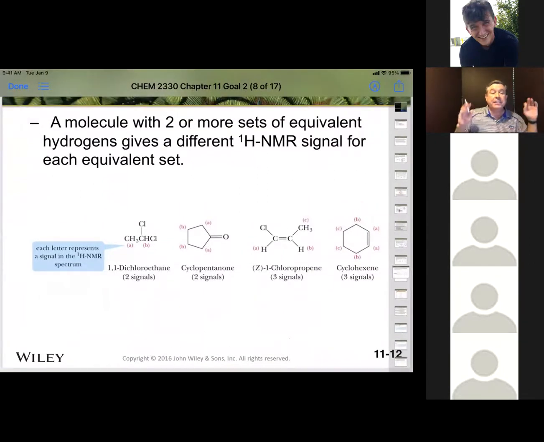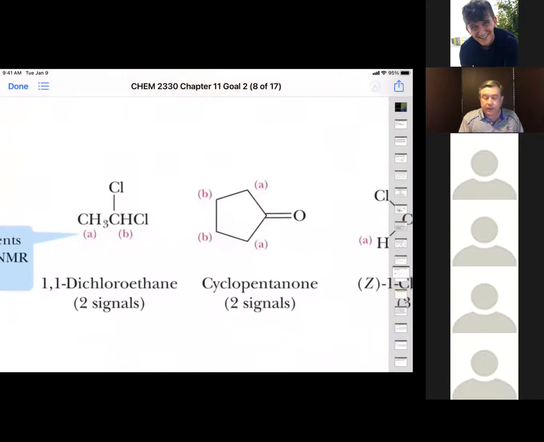Now, if we change anything in the system, we're going to have more signals, right? So instead of having just the chlorine that was attached to here, we move it over back here. So now we have 2 chlorines on here. That makes a methyl group different than a CH group. Therefore, we're going to have 2 signals. Okay. Chlorine doesn't have a signal, only the hydrogens have a signal.